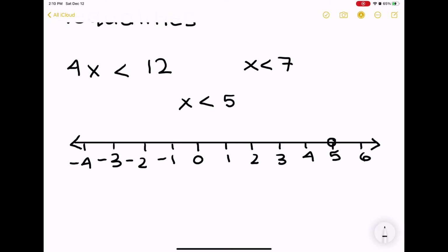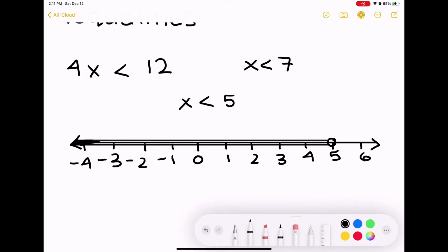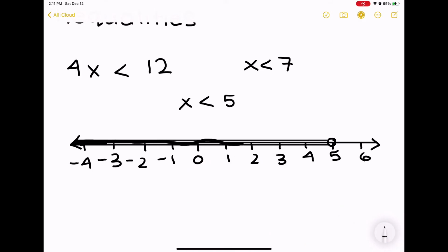So if we have x is less than 5, we put our little hollow circle, and make sure it's hollow, and then we draw a line going back because it's less than. What does that mean? That means it's going to be any number that is less than 5, not greater. And if it says greater than, then you will put it going the opposite direction.